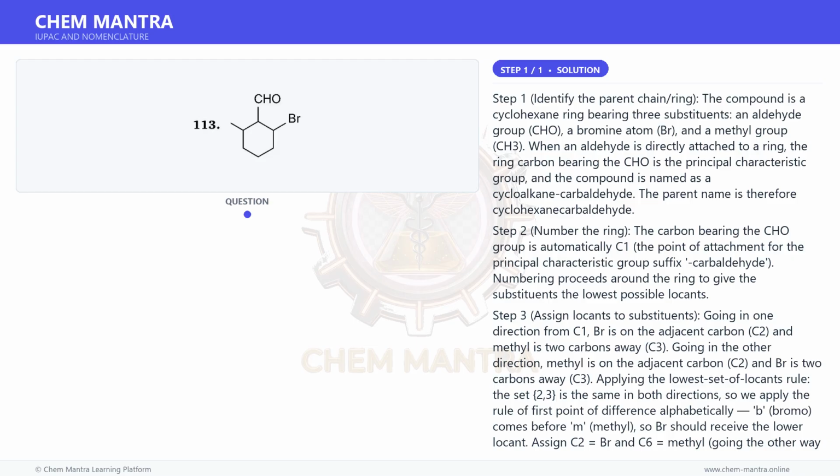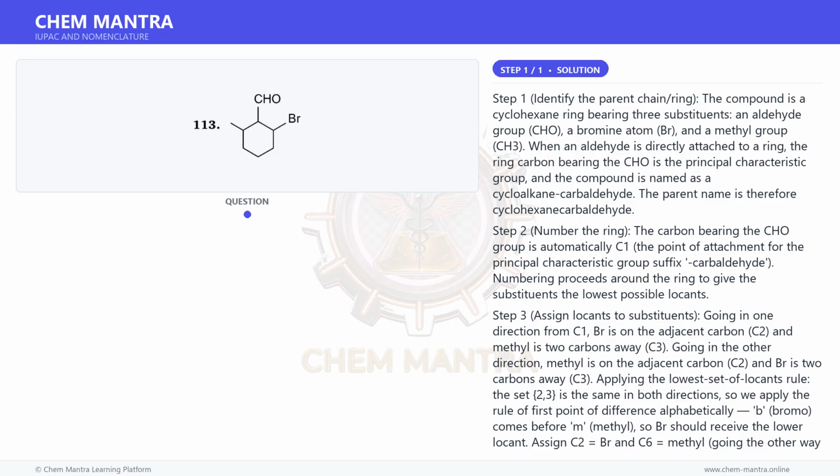The compound is a cyclohexane ring bearing 3 substituents, an aldehyde group, CHO, a bromine atom, Br, and a methyl group, CH3. When an aldehyde is directly attached to a ring, the ring carbon bearing the CHO is the principal characteristic group, and the compound is named as a cyclohexane carbaldehyde. The parent name is therefore cyclohexane carbaldehyde.